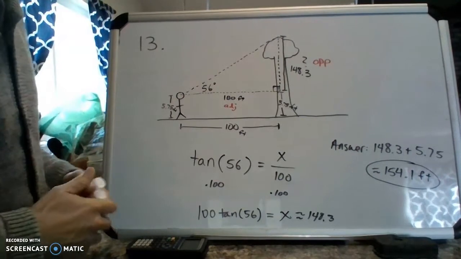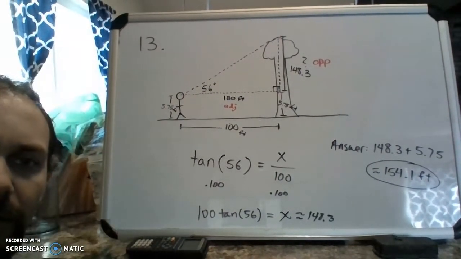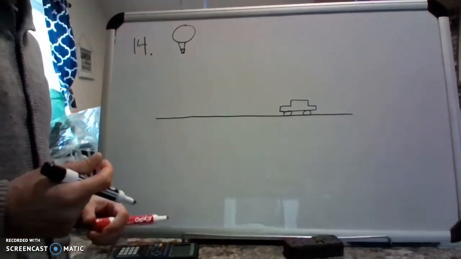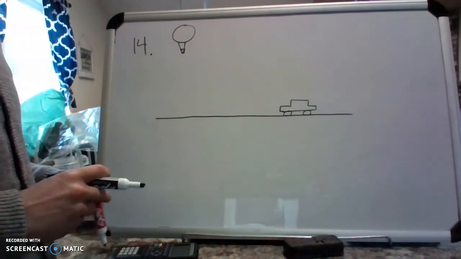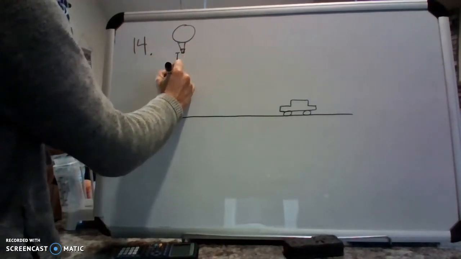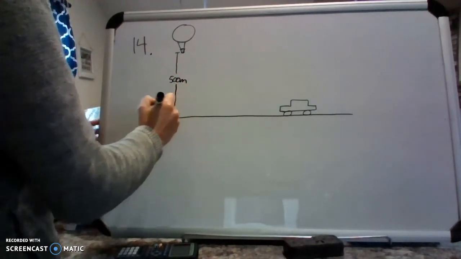All right, let's move on to the next problem, see if we're going to be working with an angle of elevation or an angle of depression. All right, in question number 14, we have an observer in a hot air balloon that's flying 500 meters above the ground. So here's my hot air balloon. I'll just go ahead and put in the 500 meters part here.